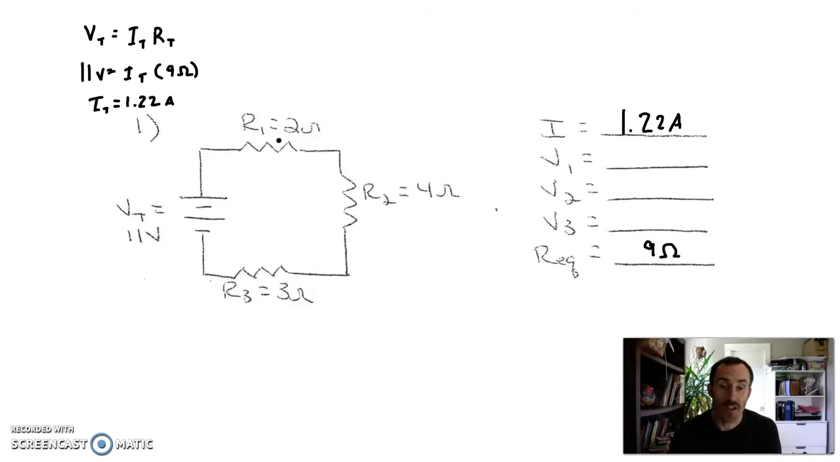So if I know that 1.22 amps is going through R1, R2, and R3, I can use V equals IR for each of those individual resistors. So I'm going to do V1 equals I1 times R1. V1 equals 1.22 amps times the resistance of resistor 1, which is 2 ohms. And so there I get a voltage drop of 2.44 volts.